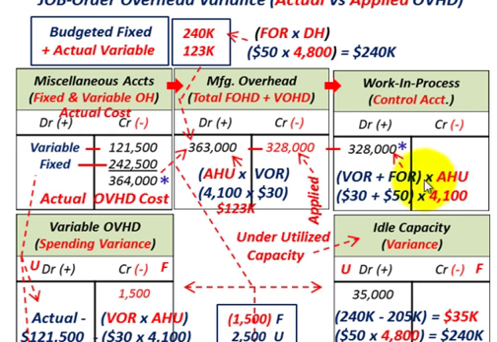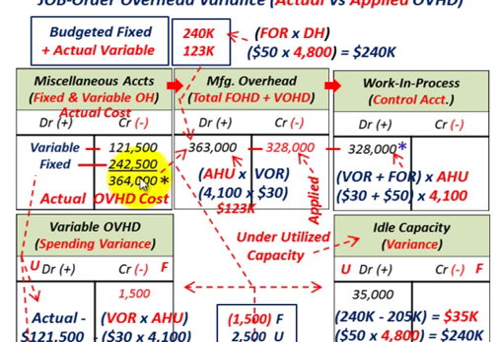So this is what we're going to apply it at, based on our overhead rates that we budgeted here times the actual hours used. So that gives us $328,000 here. That's what's going to move out of our manufacturing overhead account into the work in process. So that's what we're applying to our work in process or our inventory here, $328,000.